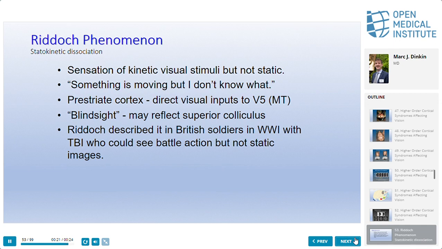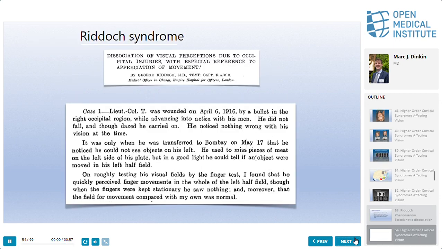Riddoch described this in a patient from World War I. Lieutenant Colonel T was wounded on April 6, 1916, by a bullet in the right occipital region while advancing into action with his men. He did not fall, and though dazed, he soldiered on. He noticed nothing wrong with his vision. But when he was transferred to Bombay in May, he noticed he couldn't see anything on the left. He used to miss pieces of meat on the left side of the plate. But if objects were moved, it was okay. So because moving objects are what you see in war, because you're running, he didn't notice the problem. It wasn't until he started eating and going back to the base he noticed it.